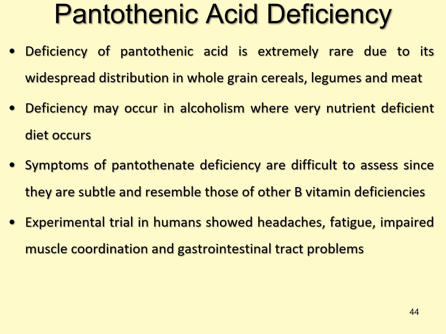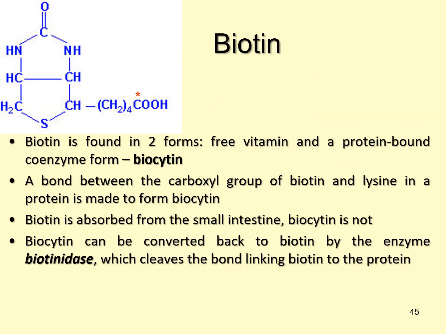The symptoms of pantothenic acid deficiency are difficult to assess since they are subtle and resemble those of other vitamin B deficiencies. So it is difficult to identify vitamin B5 deficiency, because it seems like the deficiency of another vitamin B also. Experimental trials in humans showed headaches, fatigue, impaired muscle coordination, and GIT problems are among the few symptoms of vitamin B5 or pantothenic acid deficiency.